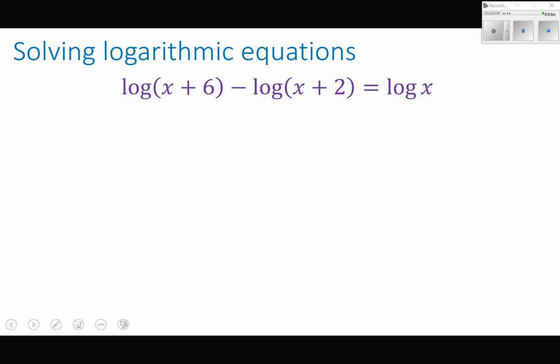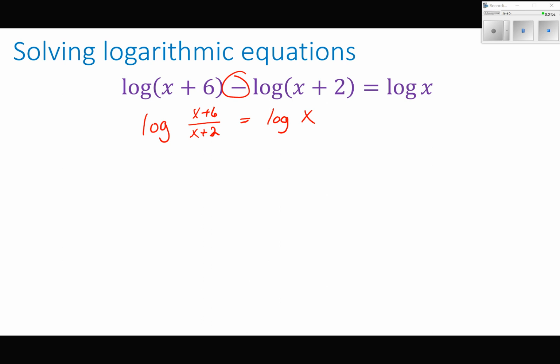Now let's do one that's a little more involved. So log of x plus 6 minus log of x plus 2 equals log of x. So these are all log base 10. Going back to my properties of exponents, if I subtract with the same base, I can rewrite it as log of x plus 6 divided by x plus 2. I can write it as a single log.